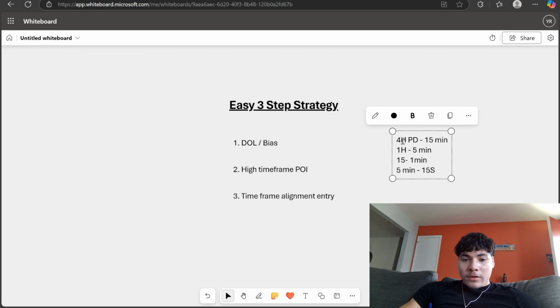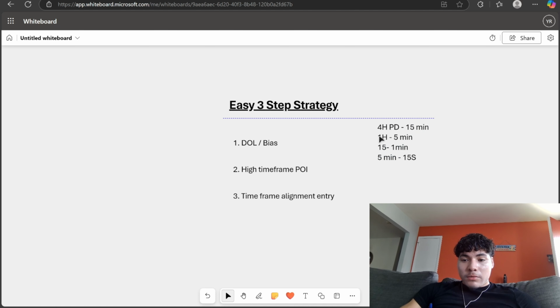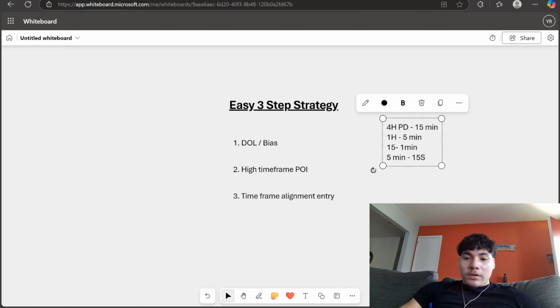So if you're looking at a 4-hour point of interest, you want to find a 15-minute entry. If you're looking at a 1-hour point of interest, you want to find a 5-minute entry. If you're looking at a 15-minute, you want to find a 1 minute. If you're looking at a 5-minute, you want to find a 15-second.